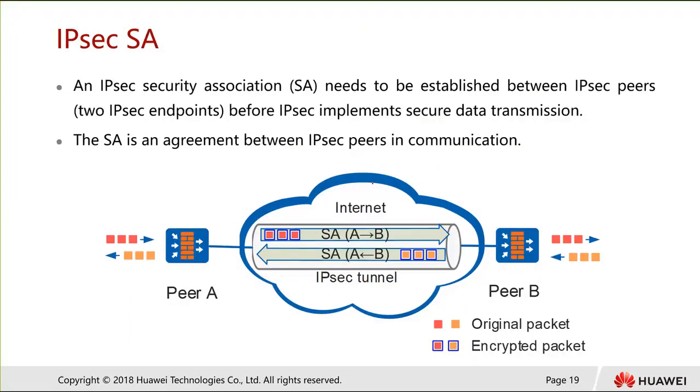Okay, so this is the IPsec SA. Earlier we spoke about the negotiation, so how do they carry out the negotiation? This is what we call the IPsec Security Association. It needs to be established between the IPsec peers, between the two endpoints, before IPsec implements secure data transmission. As I mentioned before, an SA is an agreement between the IPsec peers in the communication. They need to agree on the same authentication mechanism and also on the same encryption mechanism.